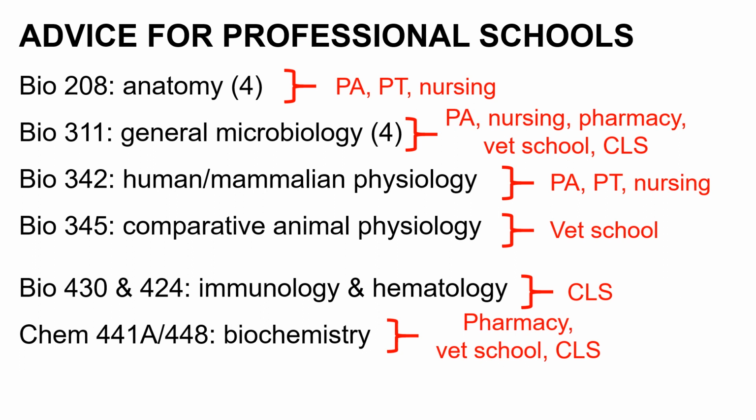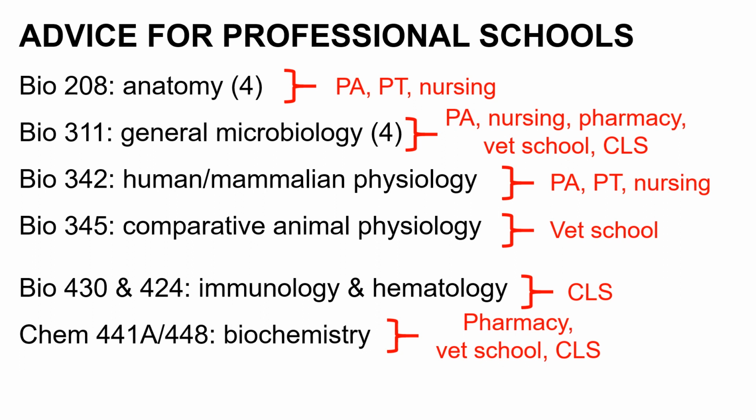General Microbiology, Biology 311, is a prerequisite for most physician's assistant, nursing, pharmacy, vet school, and clinical laboratory scientist programs. A physiology course, like Biology 342, that specifically has the word human in its name is a prerequisite for physician's assistant, physical therapy, and nursing programs. A physiology course like Biology 345 that specifically does not focus solely on humans is a prerequisite for veterinary medicine programs. Clinical laboratory scientist programs typically require immunology and hematology.